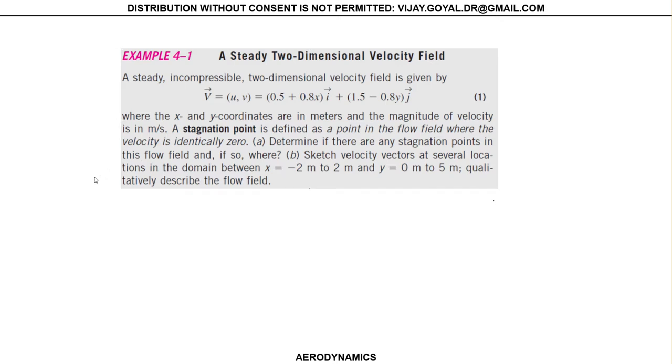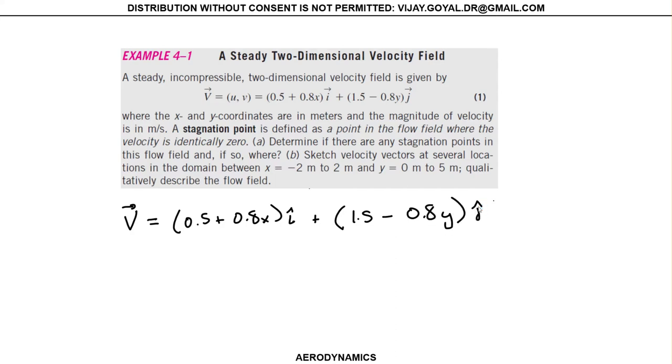So first of all, a steady, incompressible, two-dimensional velocity is given in the problem. For this particular description, we know that the velocity is equal to (0.5 + 0.8x) i + (1.5 - 0.8y) j. Okay, so the first thing that we want to do in this problem is find the stagnation point.